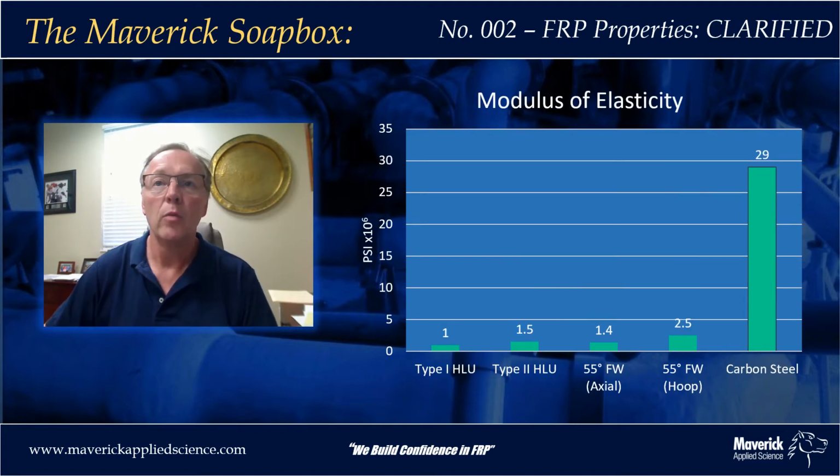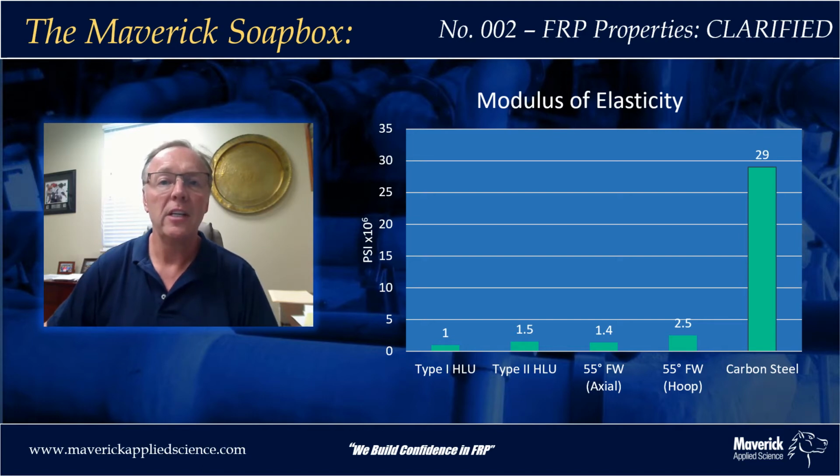Now moving on, we're going to talk about modulus of elasticity. Again, you see carbon steel here at 29 million. That should be very familiar. And then you see FRP from basically 1 million to 2.5 million. One thing that jumps out at you, the large carbon steel number indicates it's a very rigid pipe, where you may know FRP as a flexible pipe, so this is where it comes from. This is kind of how we measure that.